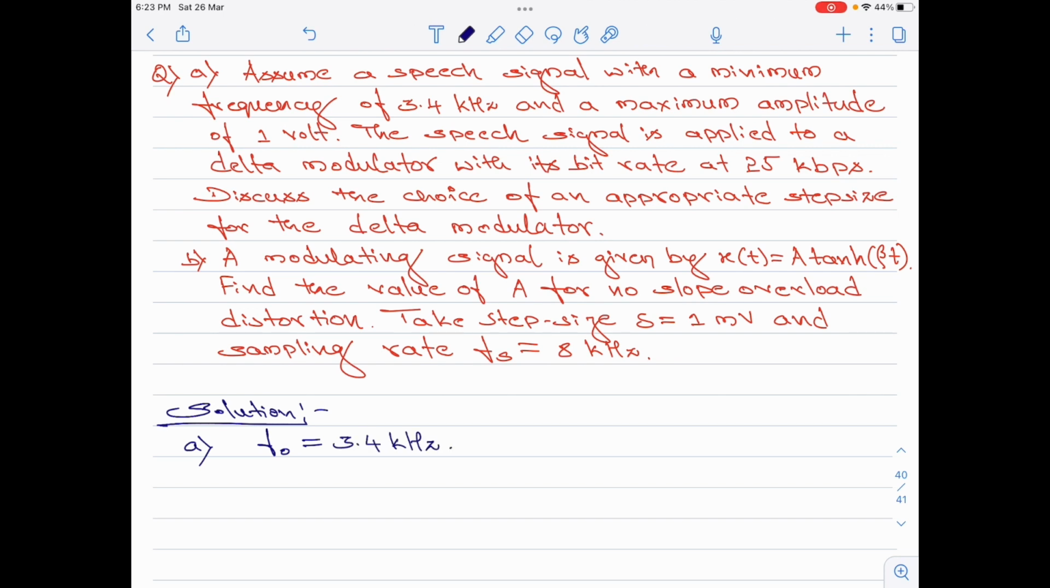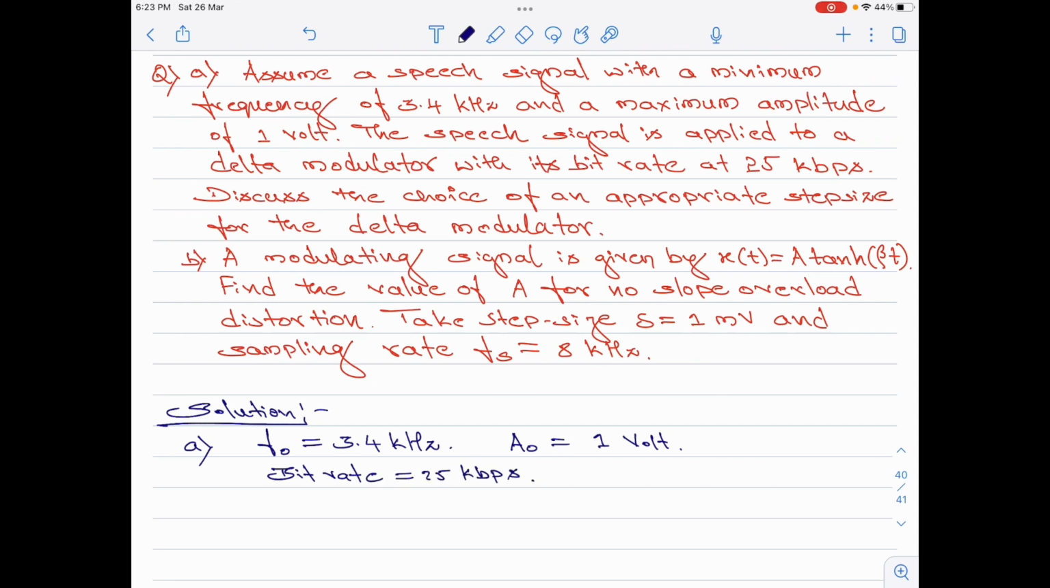Further, we are also given the value of the maximum amplitude of the signal, which is represented by A0, and this is equal to 1 volt. Then we are told the speech signal is applied to a delta modulator with its bit rate at 25 kilobits per second.